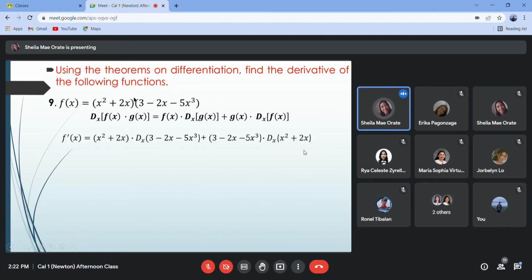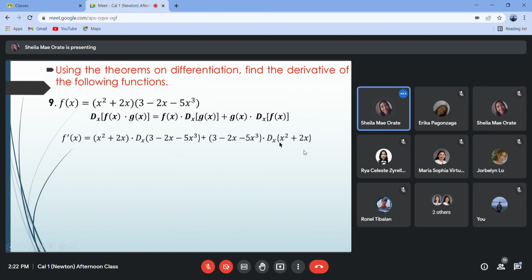We have, this is our f of x squared plus 2x times the derivative of our g of x, this one. We have 3 minus 2x minus 5x cubed, plus g of x, we have our g of x here, times the derivative of f of x, this is the derivative of x squared plus 2x. So, ang unahon nato is ang derivative ni 3 minus 2x minus 5x cubed. Ang mahitabo ani, di ba, mabahin-bahin. So, i-apply nato ang difference rule. So, derivative ni 3 minus derivative ni 2x minus the derivative ni 5x cubed.